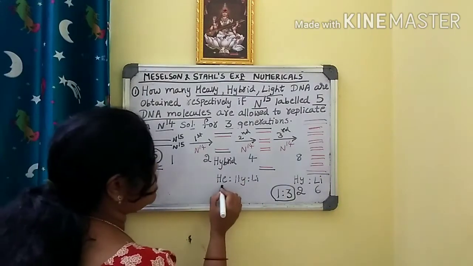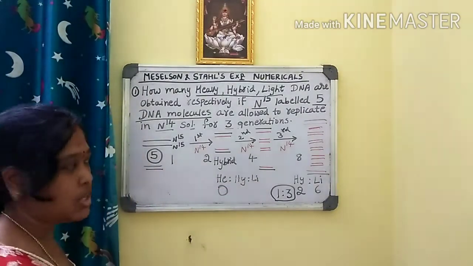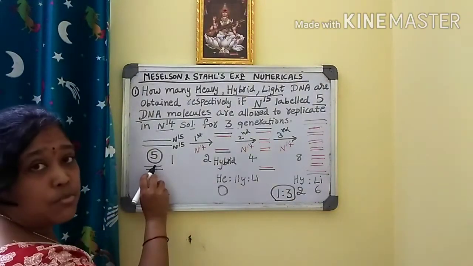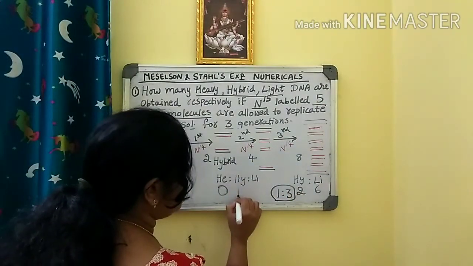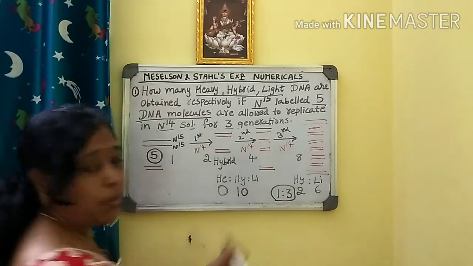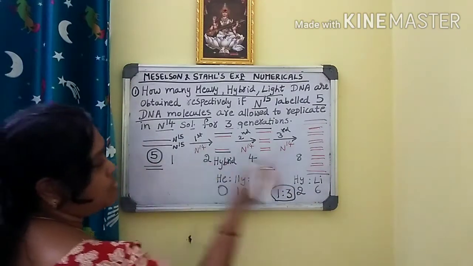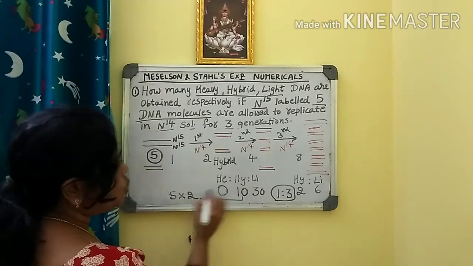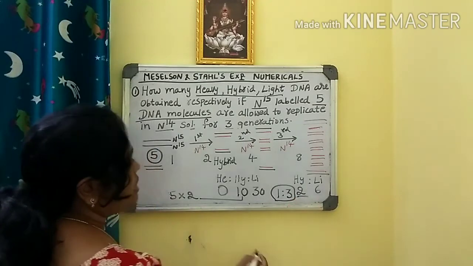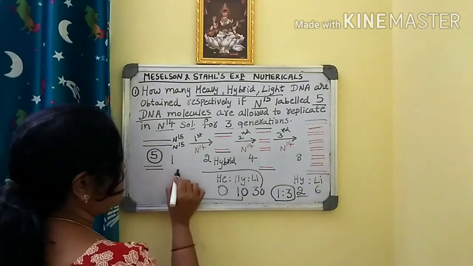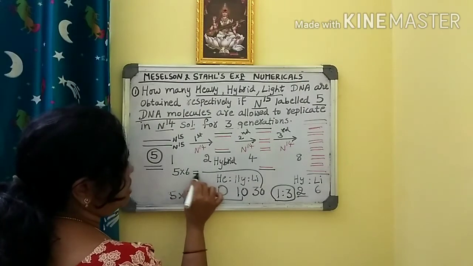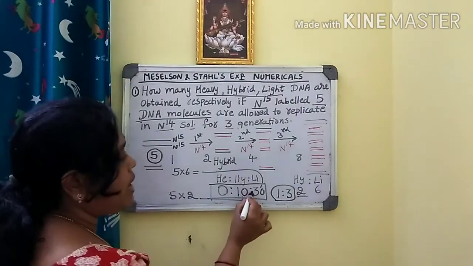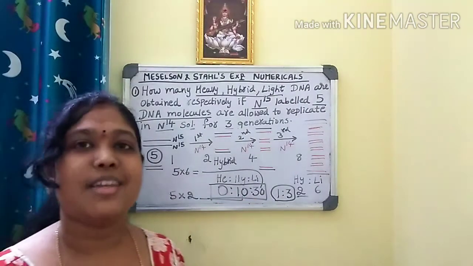Heavy, there is no chance of getting heavy, so it will become 0. And hybrid, how many here? 2. 2 means here there are 5 DNA molecules, so it will get doubled, so 10. And light, how many are there? 6 are there. 5 into 6, 30. So this hybrid is 5 into 2 because here 2 is present, and this light is 5 into 6. That's why it is 30. And the ratio will be 0 is to 10 is to 30. This is how you can solve this problem.